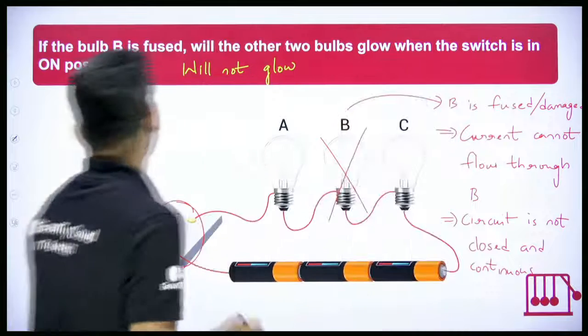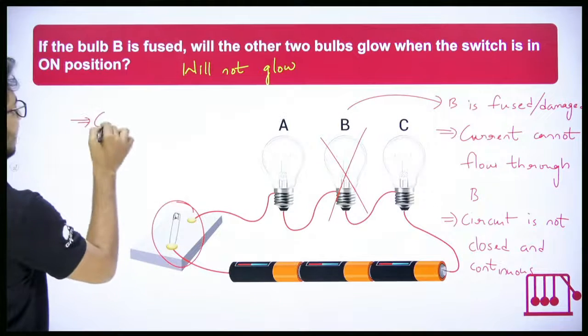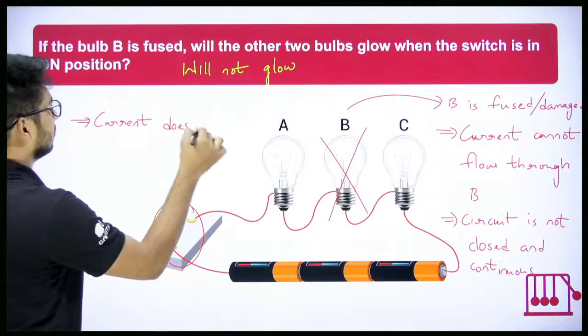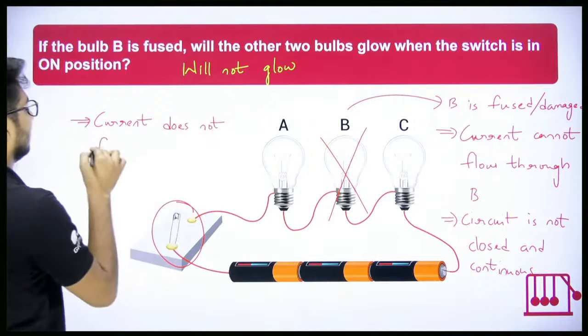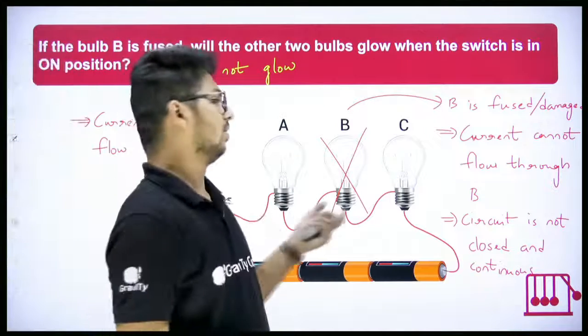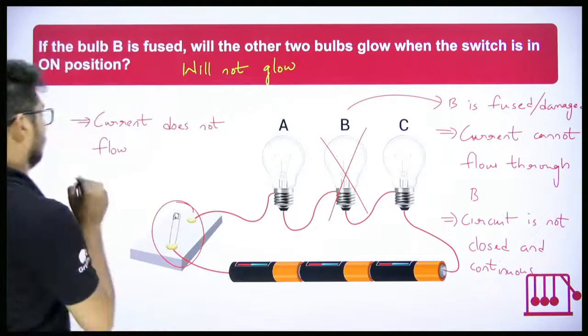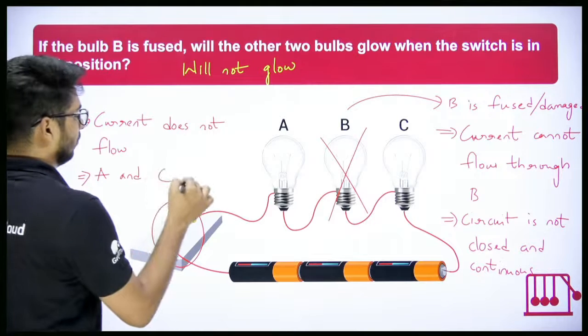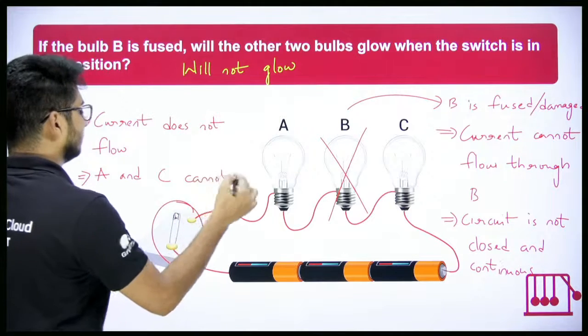So what happens? Current does not flow, and when the current does not flow, A and C will glow. Sorry, A and C cannot glow. That's it.